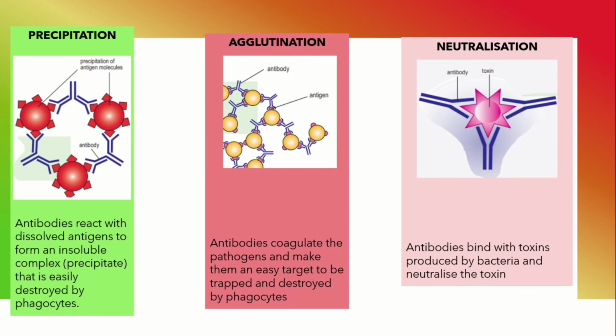The first one is precipitation. The antibodies will react with the dissolved antigen to form an insoluble complex, so that the phagocyte can easily destroy the antigen. The second one is agglutination. The antibodies will coagulate the pathogens and make them an easy target to be trapped and destroyed by phagocytes. Next is neutralisation. The antibodies will bind with toxins produced by the bacteria and neutralize the toxins.